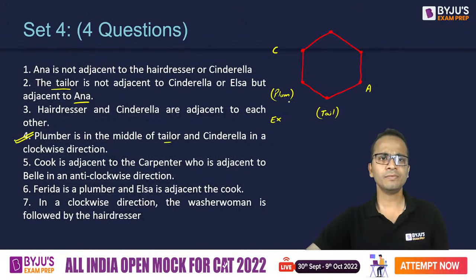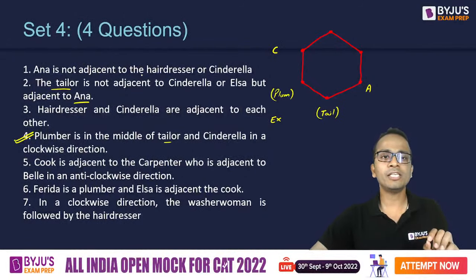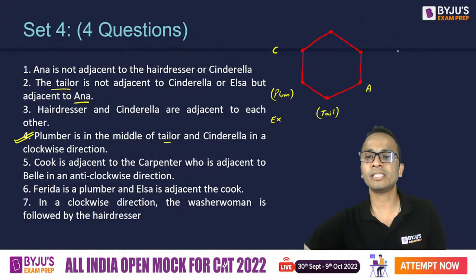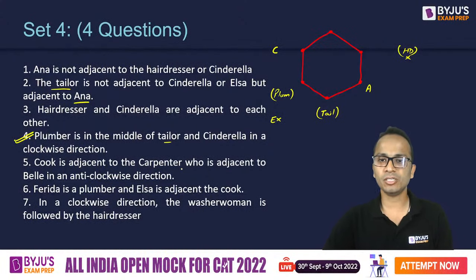Okay. Fine. So I have written all these conditions. First condition, Anna is not adjacent to hairdresser or Cinderella. Cinderella is opposite to her. So Anna is not adjacent to hairdresser either. So hairdresser cannot come here as well. Okay. Now let's read further. Cook is adjacent to carpenter, who is adjacent to ballet in the anti-clockwise.